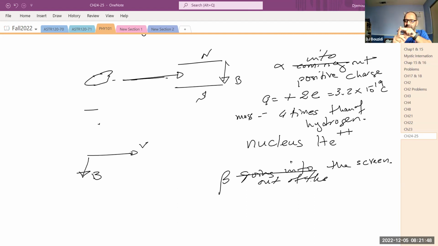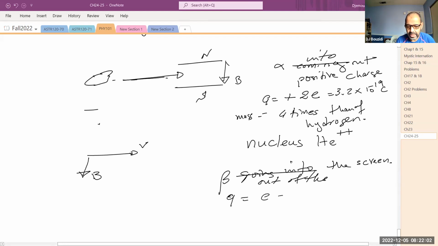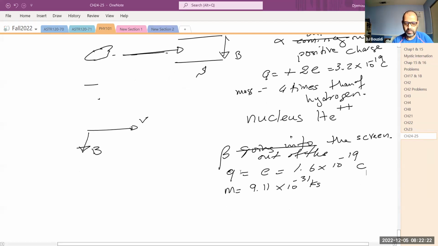If you find them hitting the other screen, not the one that you have in here, but a different screen on the other side, you know then that they're actually of the opposite sign. And that's exactly what's going on with the beta particles: they are negative charges, and their charge in magnitude is equal to e, exactly 1.6 times 10 to the negative 19 coulomb. Furthermore, their mass is equal to that of the electron, which is 9.11 times 10 to the negative 31 kilogram. So for all practical purposes, this is nothing but electrons. So the beta particles are electrons.